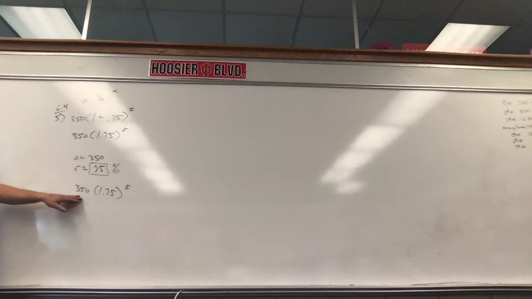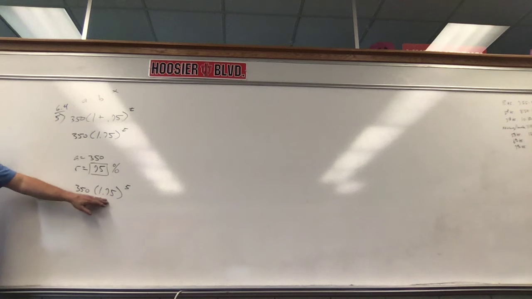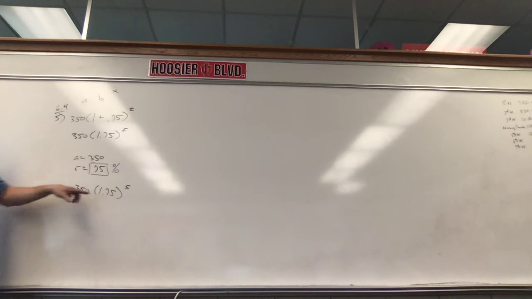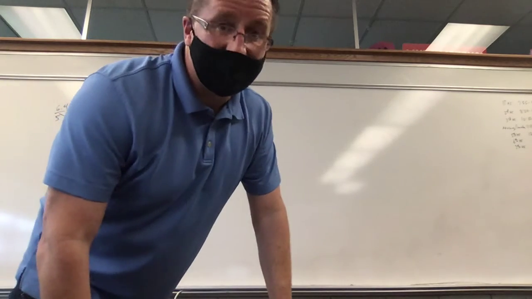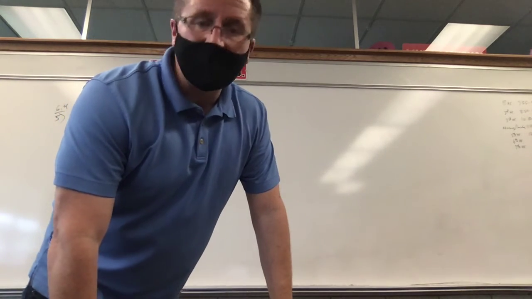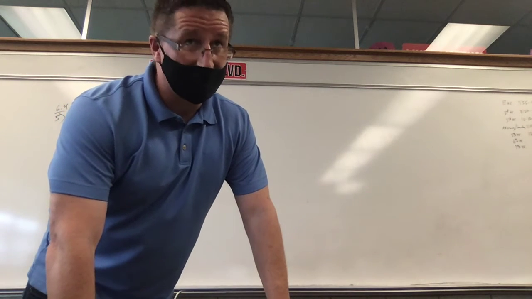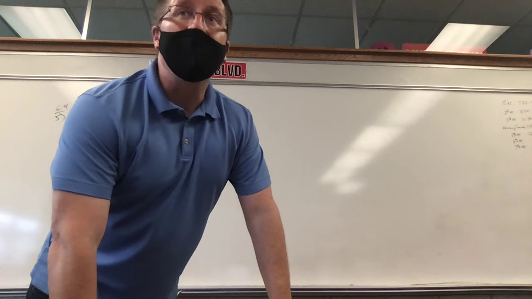Times 350. Type in 1.75 to the power of 5, not times 5, to the power of 5, and if you're not sure how to do it on your phone, ask. Whatever that answer is, times 350, and give it to me to the nearest penny. Once you get an answer, shout it out. It's going to be over $1,000, I'll tell you that, way more than what you started with.